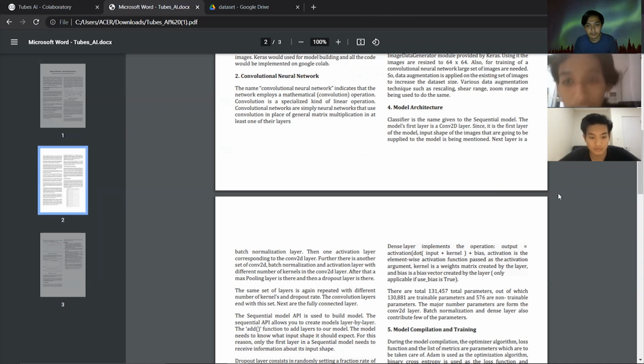So the model architecture. A classifier is a name given to the sequential model. The model's first layer is a convolution 2D layer. Since the first layer of a model, the input shape of the image is going to be... sorry, go back.